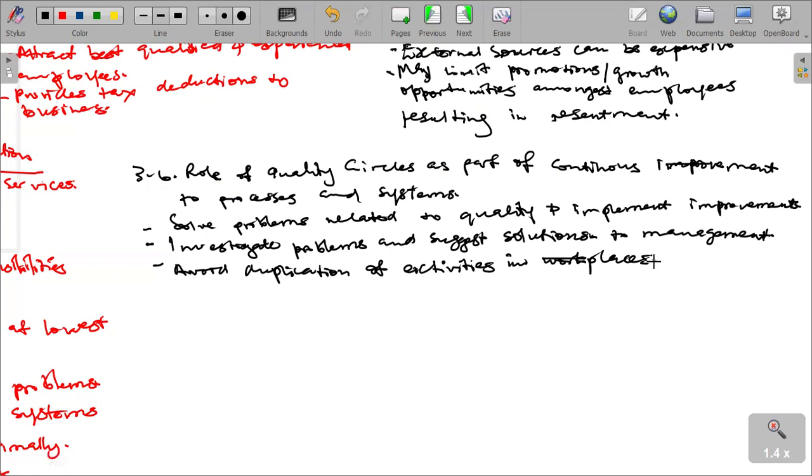It also helps to make suggestions for improving processes and systems in the workplace.